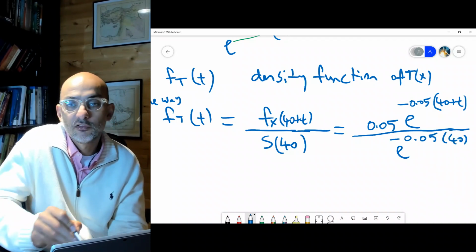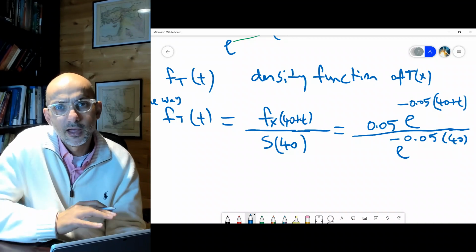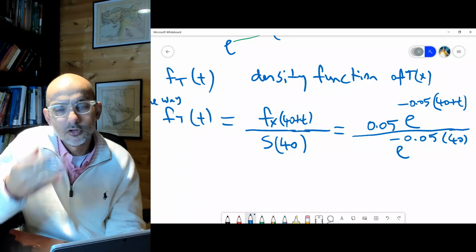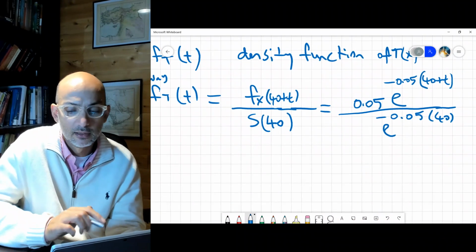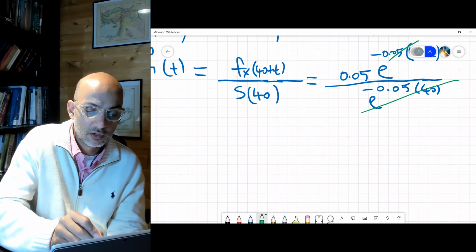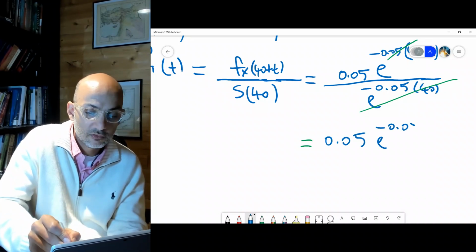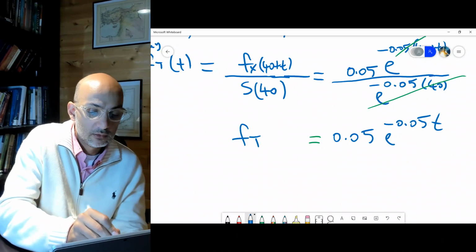By now I assume that you know all the different forms for the exponential distribution: the density function, cumulative distribution function, survival function. You should know them very quickly, right? So if you cancel out with this, what you are left with is 0.5 e to the minus 0.5 t. So this is f of t.